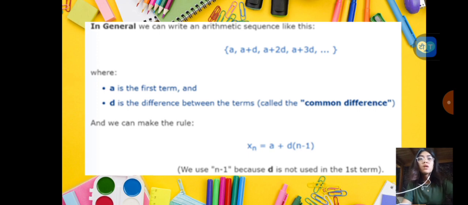So in general, we can write an arithmetic sequence like this: A plus D, A plus 2D, A plus 3D, A plus 4D, A plus 5D, and so on and so forth. Because you can see here, there is a common difference between the terms. So what is the common difference that we can identify in the given example? We can say that A is the first term and D is the common difference. So D is the difference between the two terms. That is how we say it is an arithmetic sequence.